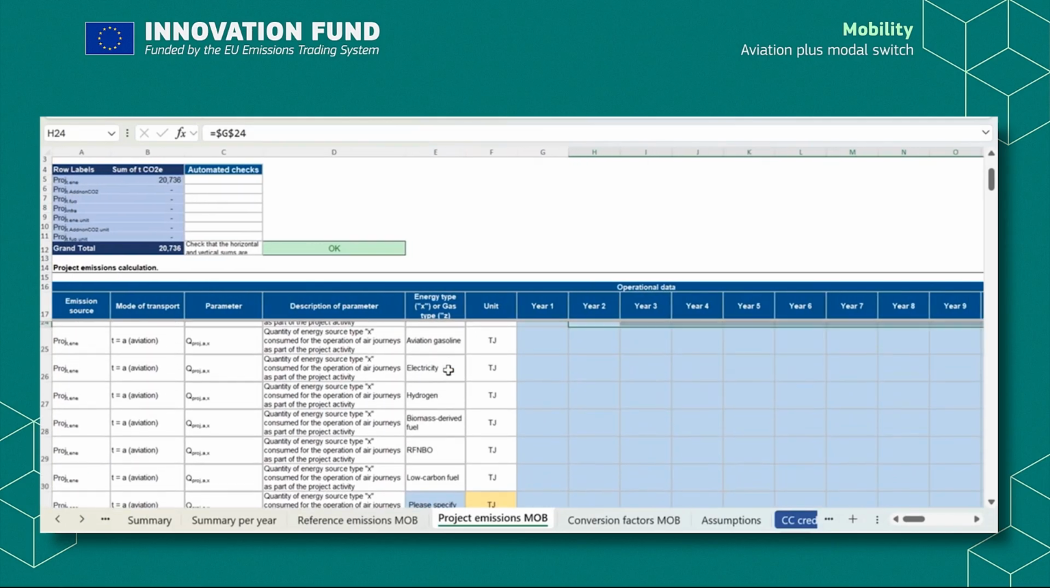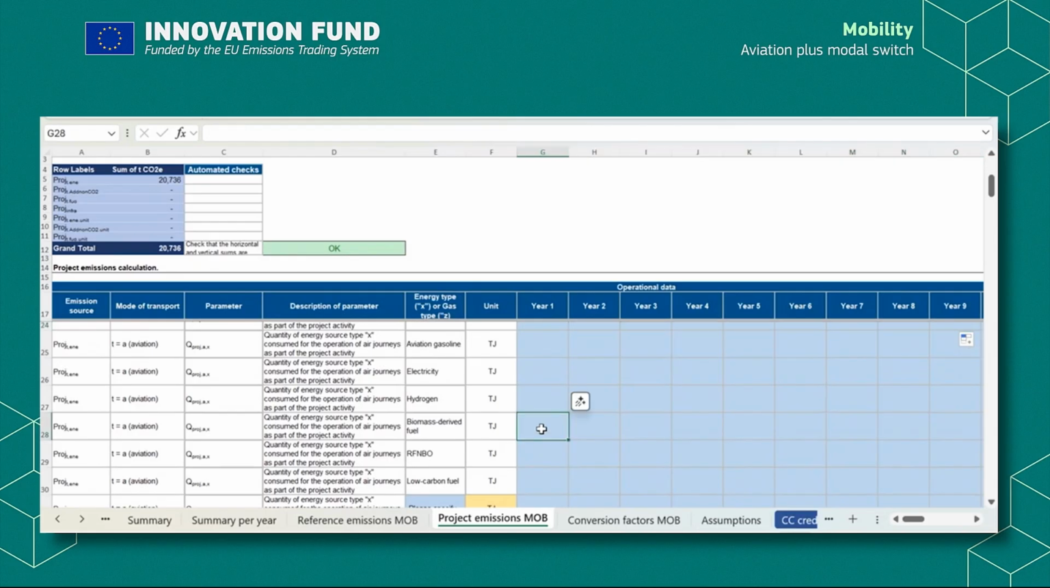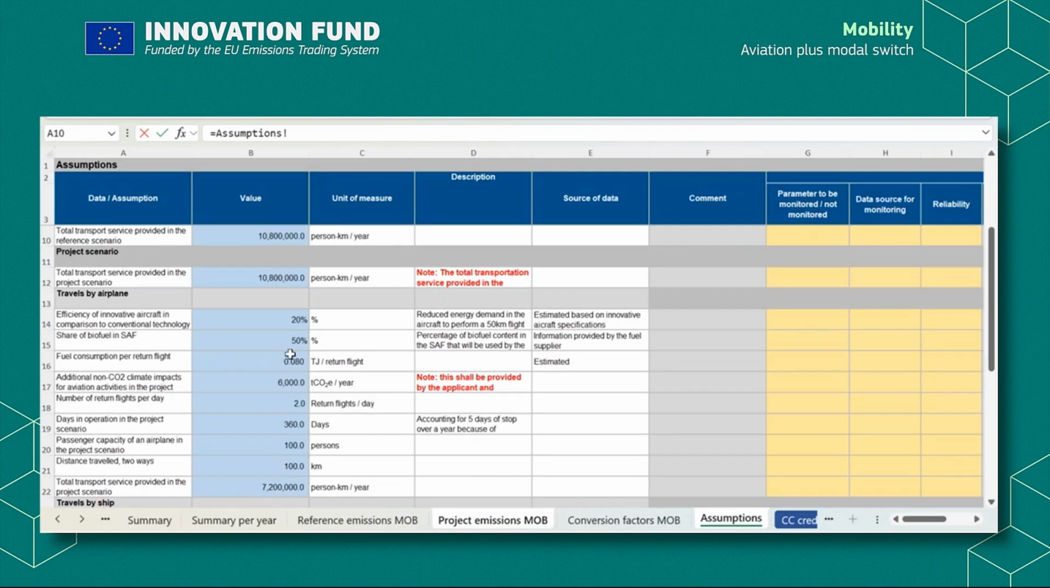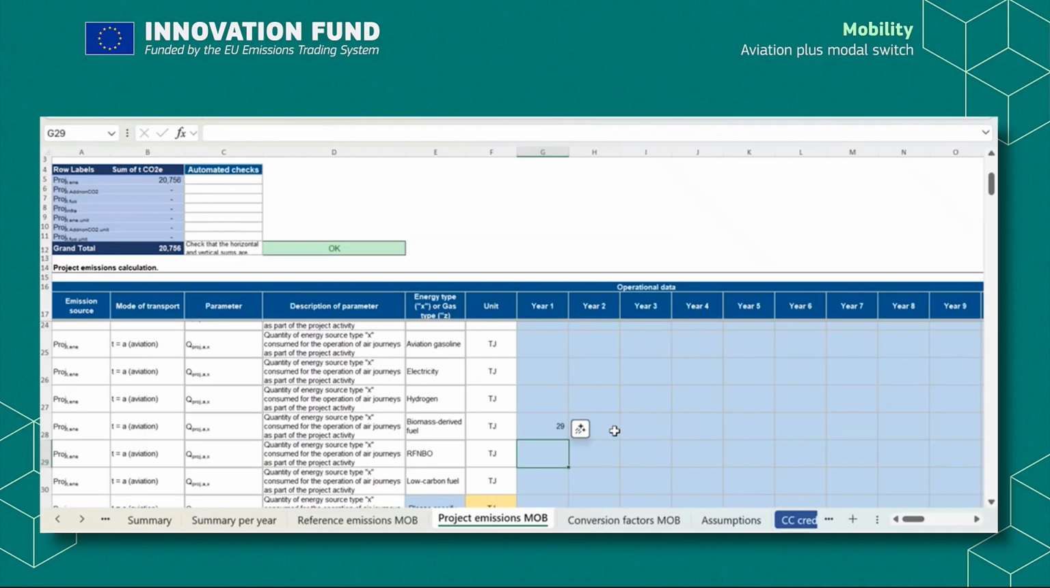Similarly, we will calculate the quantity of biofuel that will be consumed in the flights. In year 1, we will have the percentage of biofuel in the sustainable aviation fuel, 50%, times the fuel consumption per return flight, 0.08 terajoules, times the number of return flights per day, 2, times the number of operating days in the year, 360, which also gives us 29 terajoules.